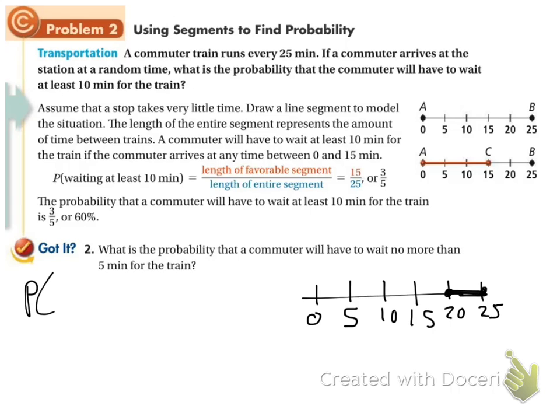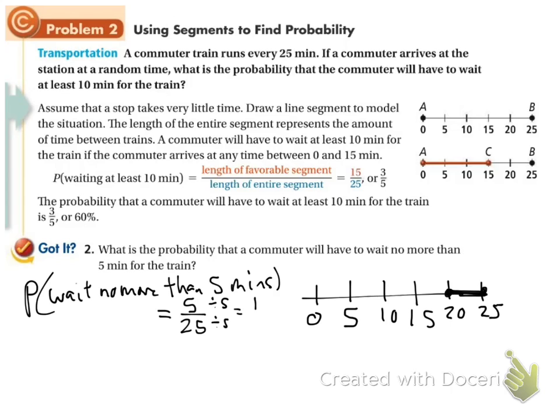So the probability of waiting no more than 5 minutes is equal to 5 over the whole thing, which is 25. If I divide this by 5, divide this by 5, I get 1 over 5. So 1/5, you could also write it as 0.2 or 20%. There's a 20% chance that if I randomly show up at this train station, I will have to wait no more than 5 minutes for the train.